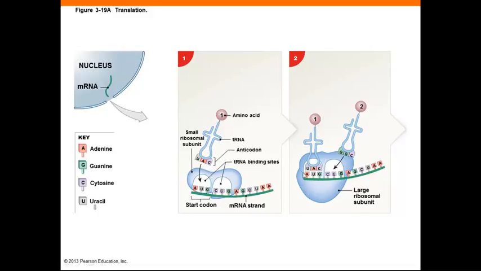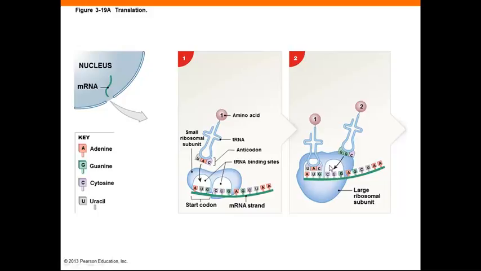Then the next step is the large subunit, the other half of the ribosome, comes together and wraps around the mRNA, the tRNA, and the small subunit. Okay, and so now you're ready to start cranking it out, because the second tRNA will then be able to enter, and the anticodon will complementary base pair with the next triplet, the next codon.